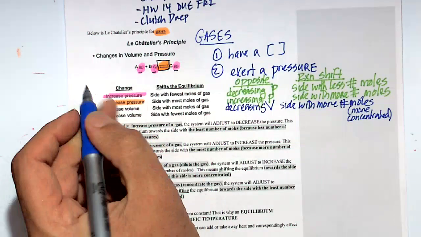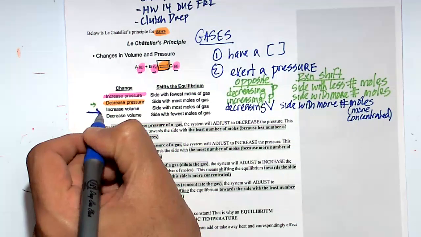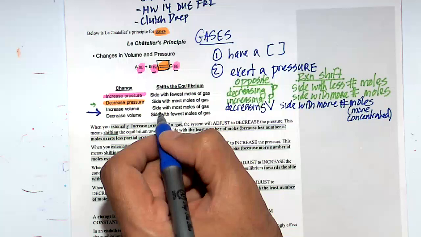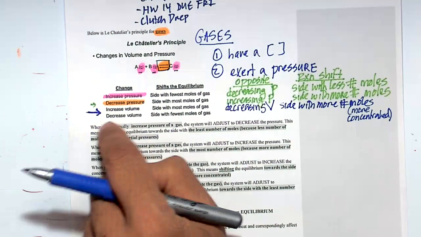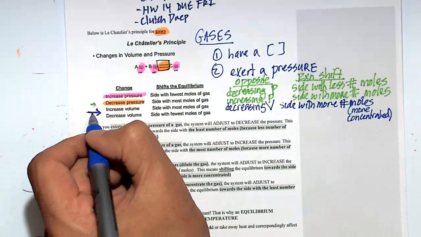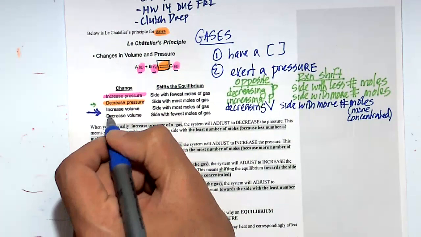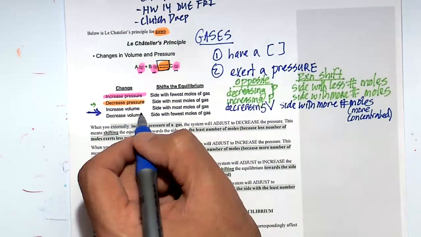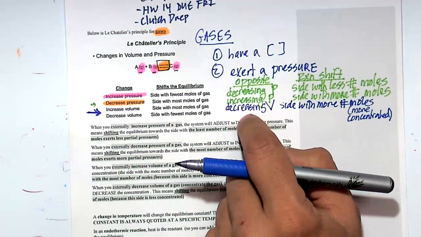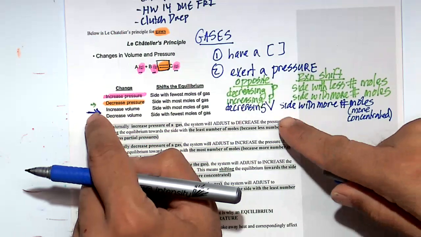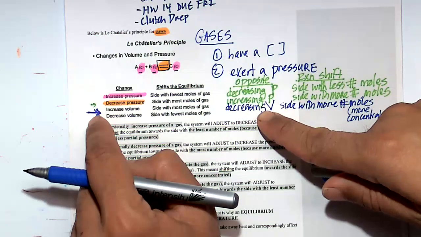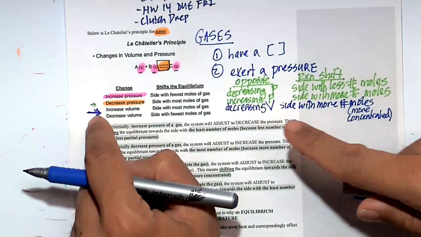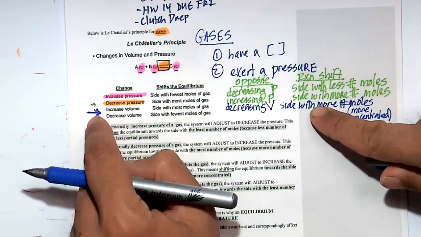Now we're still on the blue arrow. We're increasing the volume. How will the equilibrium react? Forget about this point here. Let's focus on this. If we increase the volume, what will the reaction do? What's the opposite of increasing the volume? Decreasing volume. So which side has a decreased volume? It's the side that's more concentrated.